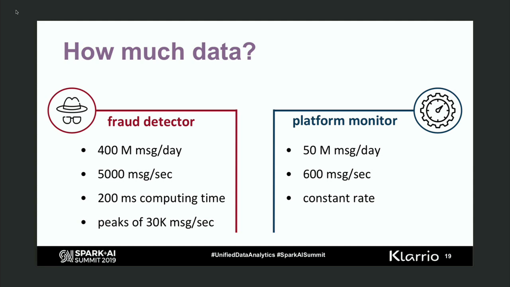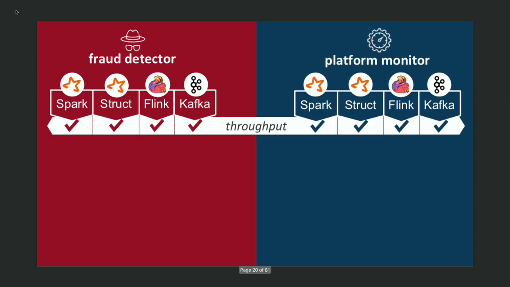You do not have any peaks. You just have 50 million messages per day, which is 600 messages per second. And you have the same types of metrics right now as within 1 hour. There are no big fluctuations in the amount of messages you have to process there. So there the throughput is much less.